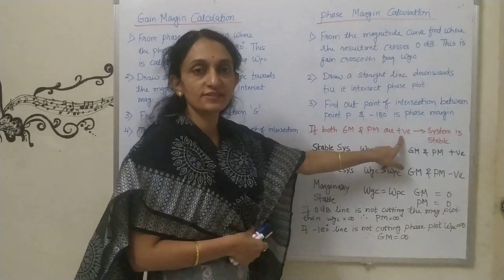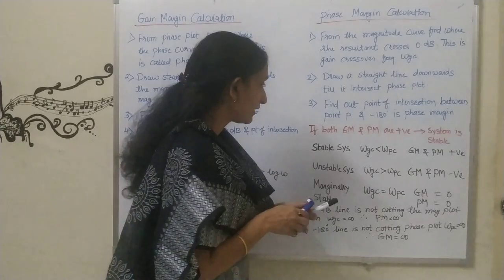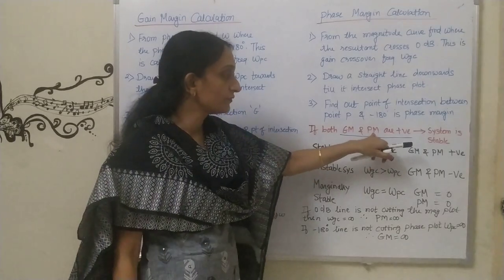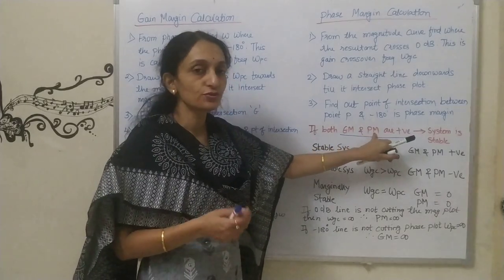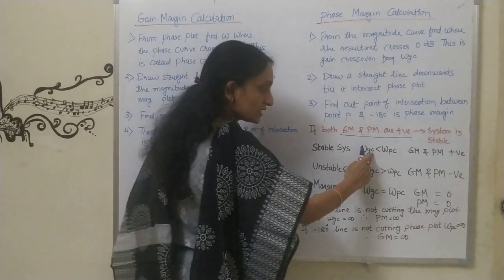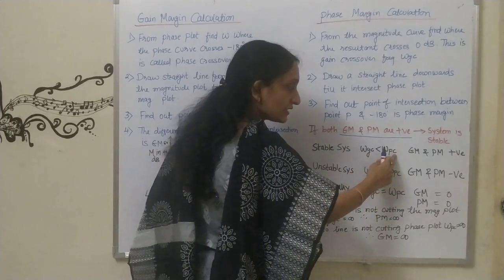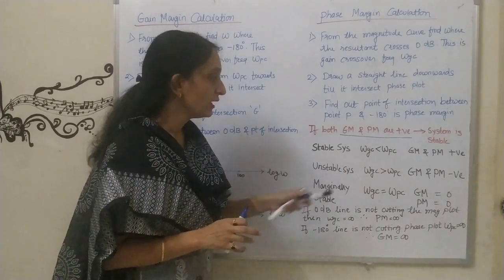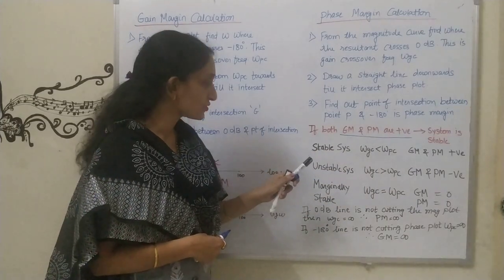What is the necessary condition for the system to be stable? Gain margin and phase margin both should be positive. I am underlining this. Please remember, for the system to be stable, gain margin and phase margin both should be positive. But how will we know whether the gain margin and phase margin are positive or not? Here I have written, when the system is stable, omega GC is less than omega PC. The gain crossover frequency is less than omega PC. Then in that case, gain margin and phase margin both will be positive. Please remember this conclusion.